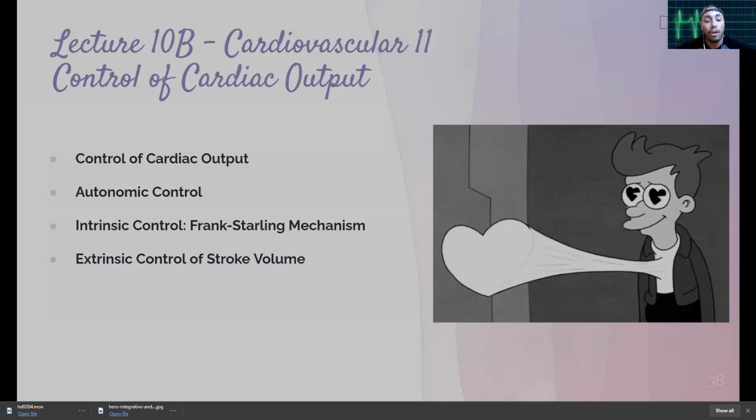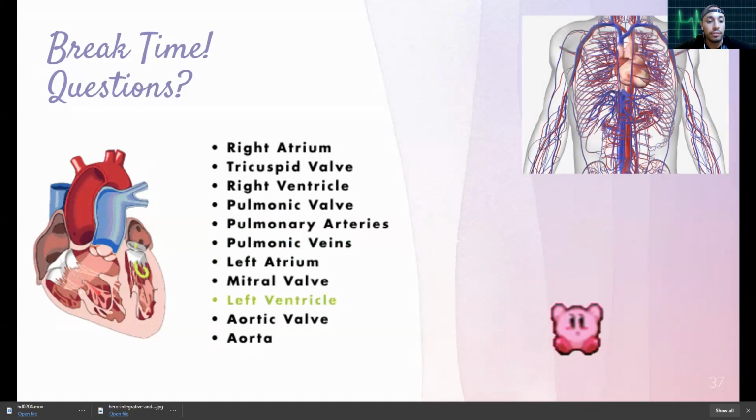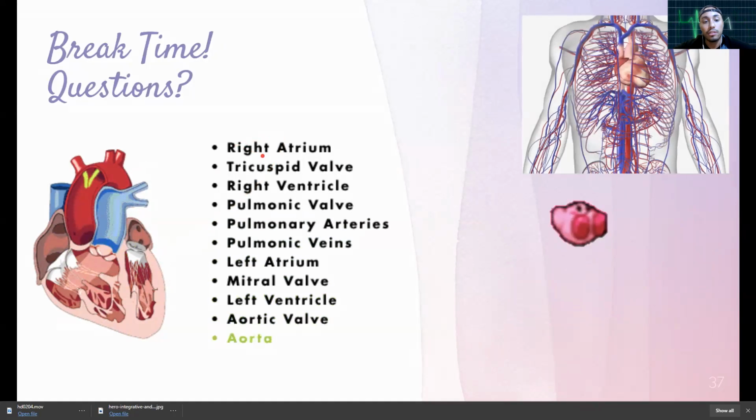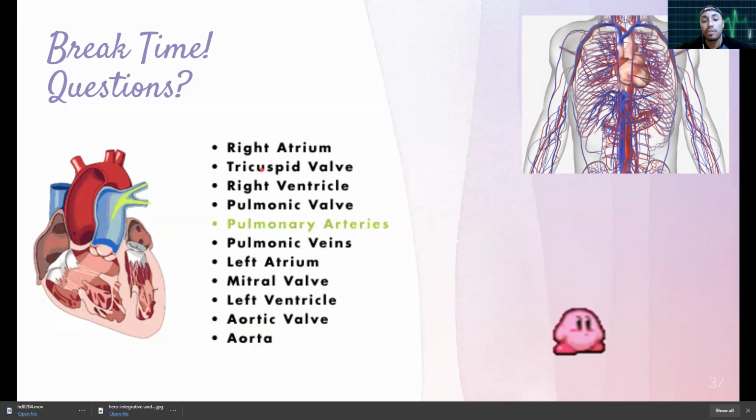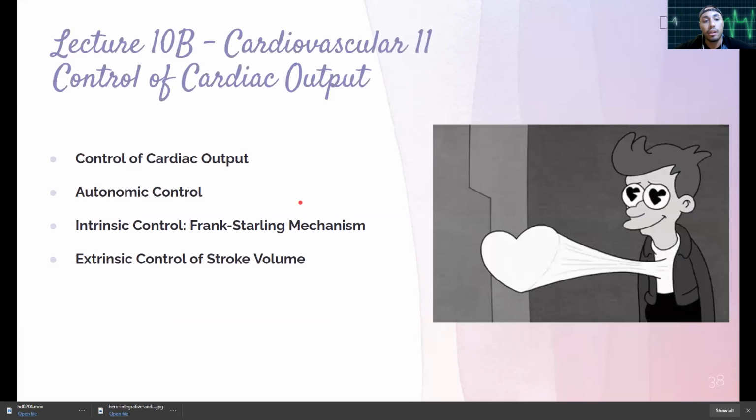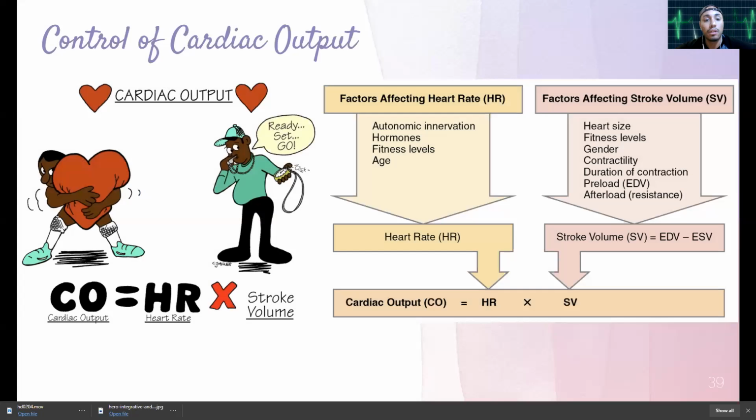So this little cartoon on the left helps you understand the blood flow. I like to repeat this over and over until I get the general overview of how the blood travels throughout the heart, and then eventually out to the body. This is lecture 10B, for everybody that's following along. These are the topics we're going to cover.